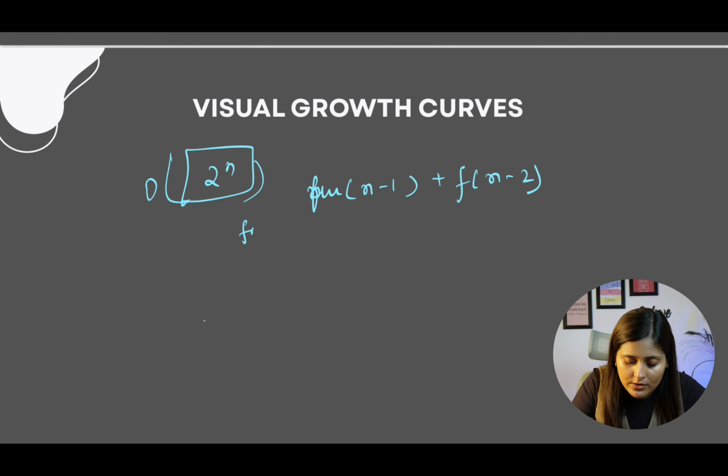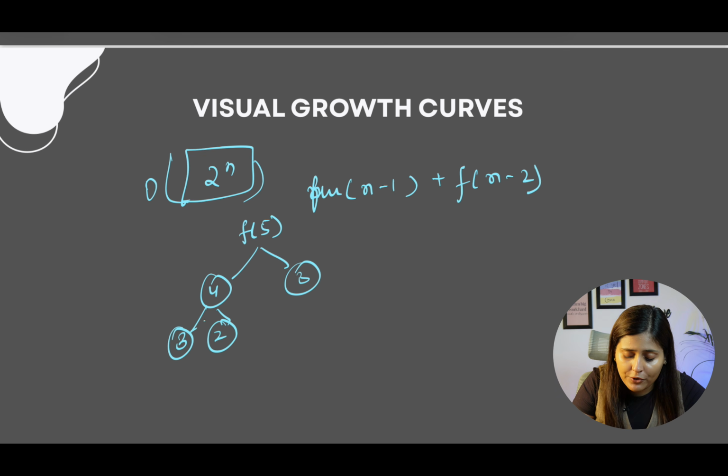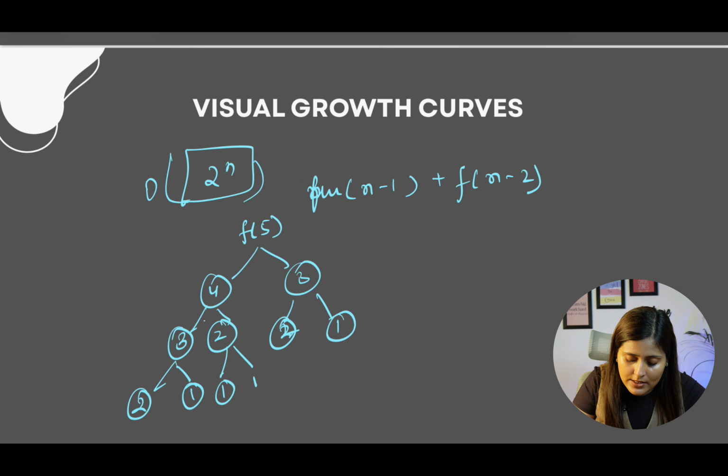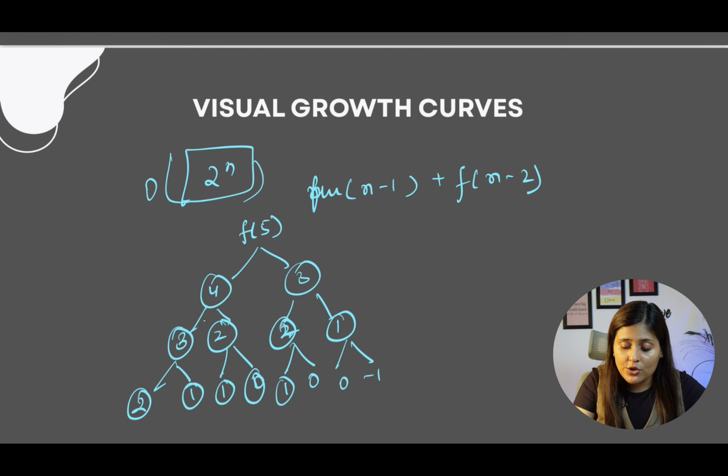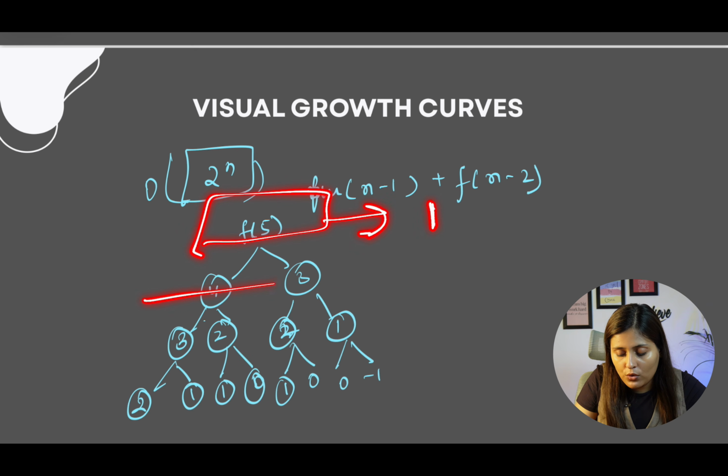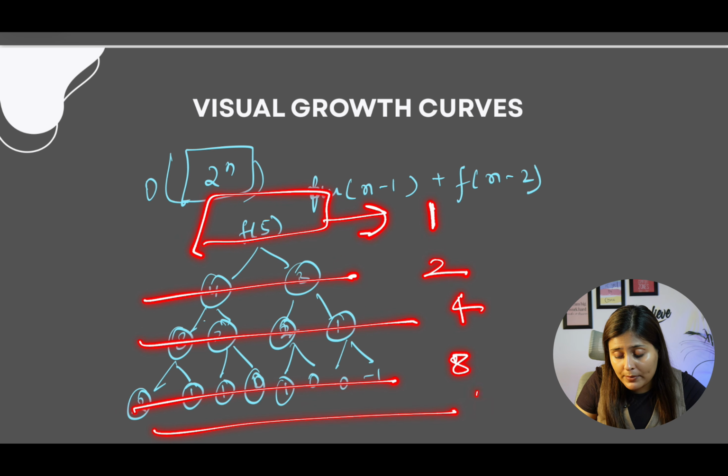Suppose we called a function for 5. For 5, we called for 4 and for 3. Similarly, for 4, we called for 3 and 2, and for 3, 2 and 1. Now for 3, we again called for 2 and 1, and for 2, 1, 0, and for 2, 1, 0, and for 1, 0, minus 1, and so on. So can you see this? At step 1, you had 1, at step 2 you had 2, at step 3 you had 4, at step 4 you had 8, now at step 5 you will have 16, now at step 6 you will have 32, and so on.